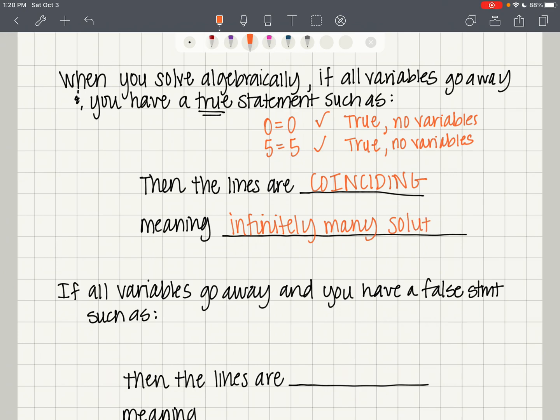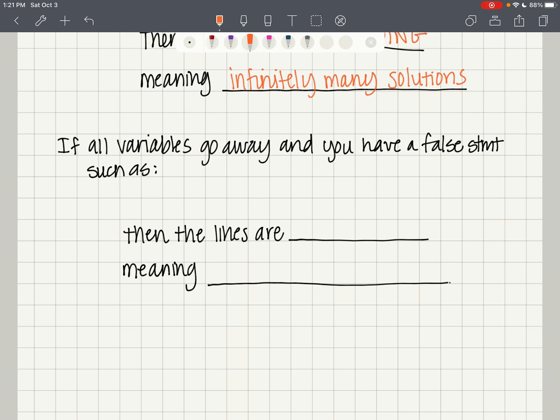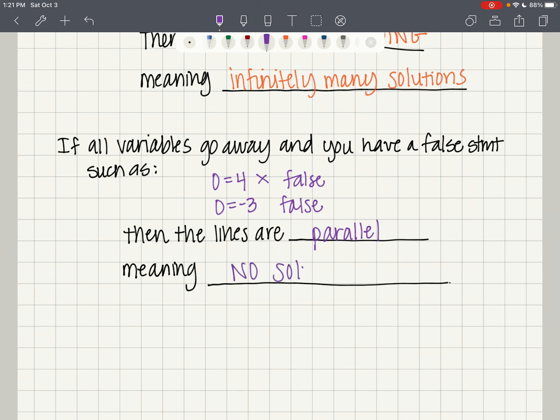If the variables all go away and you have a false statement, such as 0 equals 4, that's false, or 0 equals -3, that is also false, then the lines are parallel, meaning there is no solution.